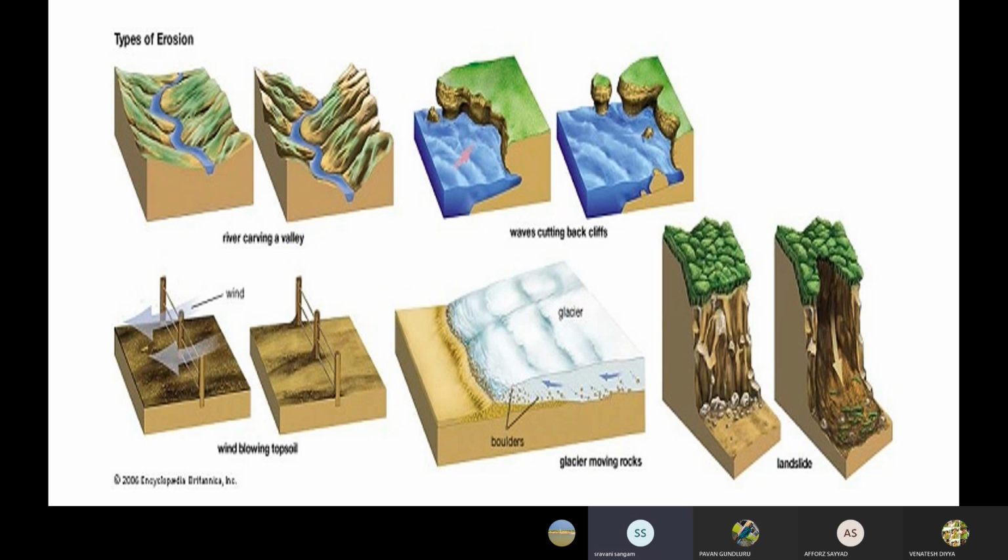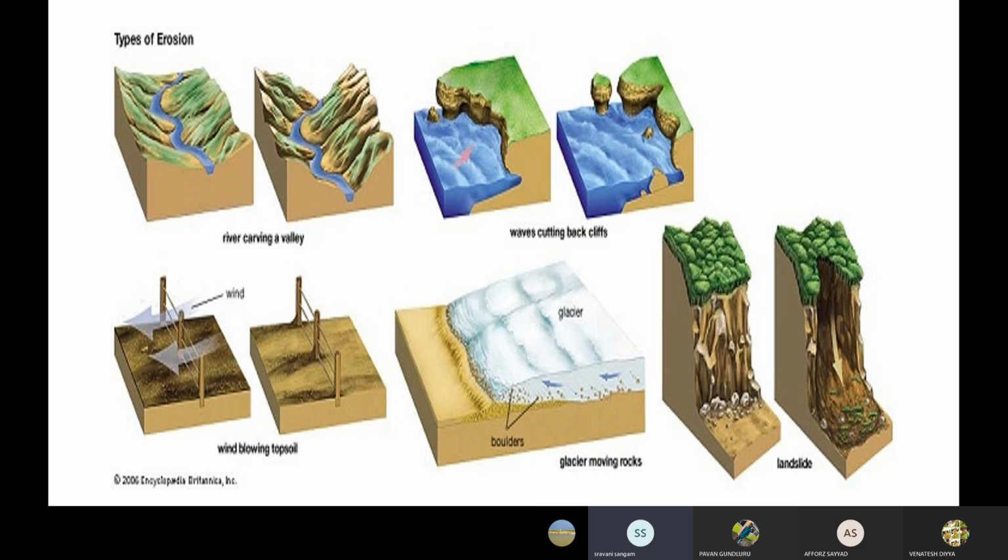Here the erosion takes place. The land may be eroded, and the next type of erosion is called a river carving a valley. Here the valley may be eroded. Next one is waves cutting back cliffs. Here the waves act on the land area, so the land may be slowly eroded and deposited into the sea.